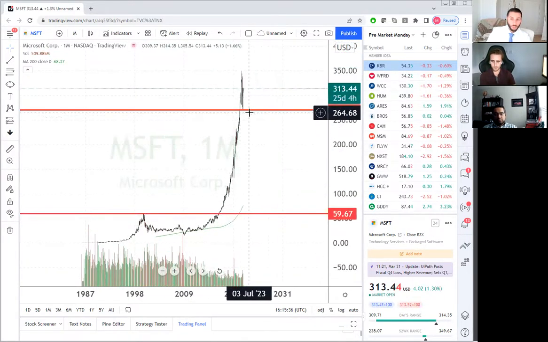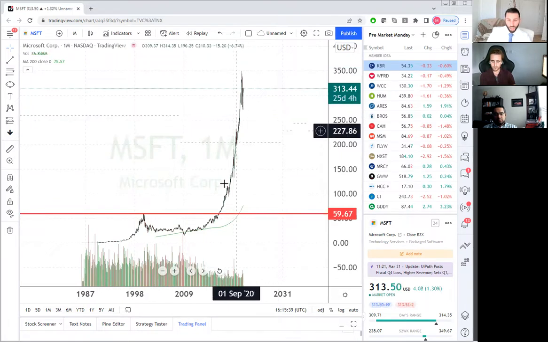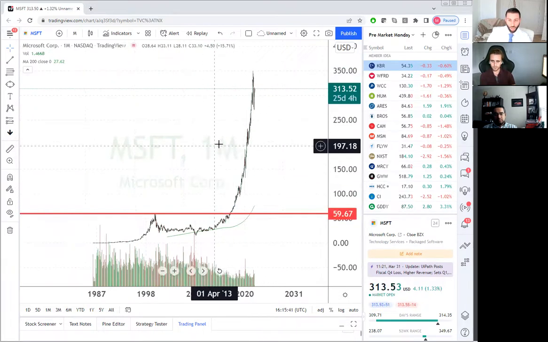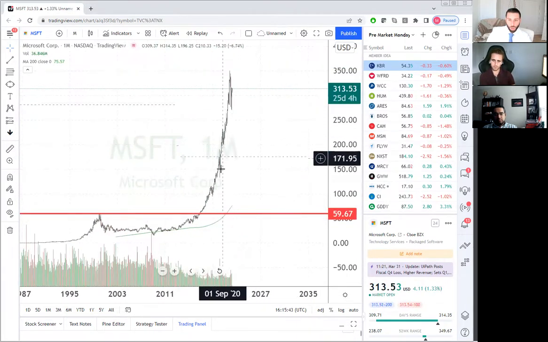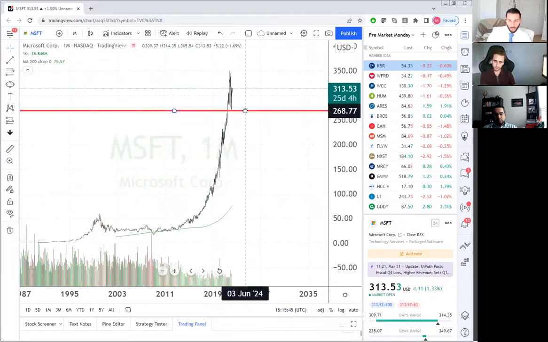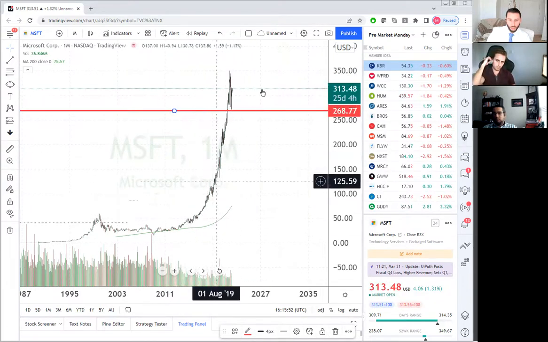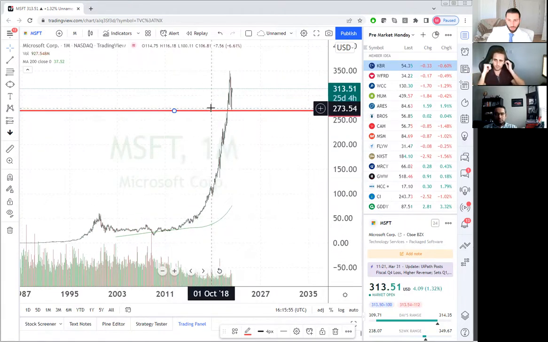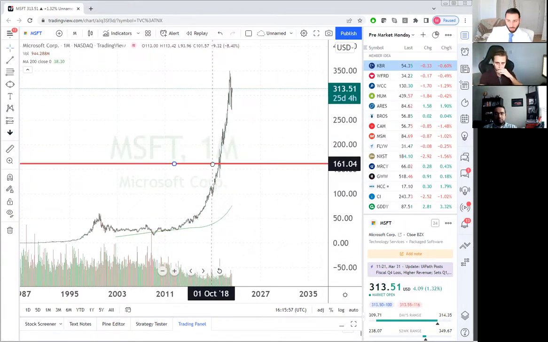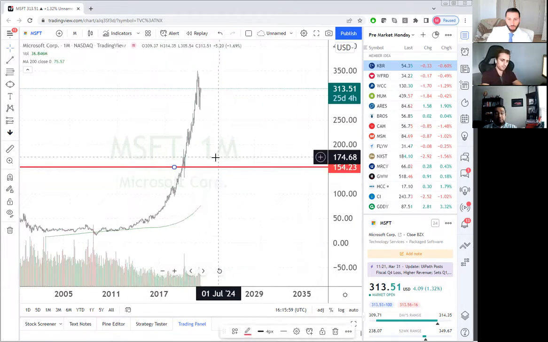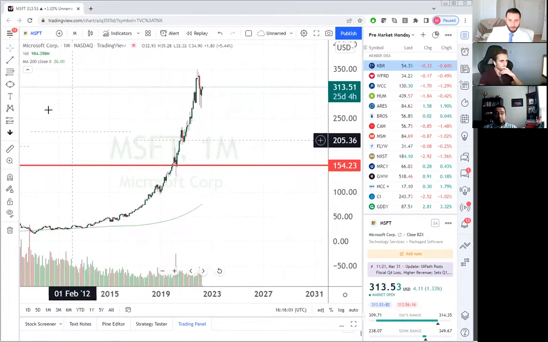again, this almost seems a little bubbly, looking at just how insane and vertical this move is. I'm not saying Microsoft's a bubble, but once Microsoft starts to take out 260, and these are monthly, so it's not going to happen very quickly, there's nowhere for this thing to support itself. There's no real out. Even a 50% retracement of this is back to 150. So that's when you see these names that get so vertical.